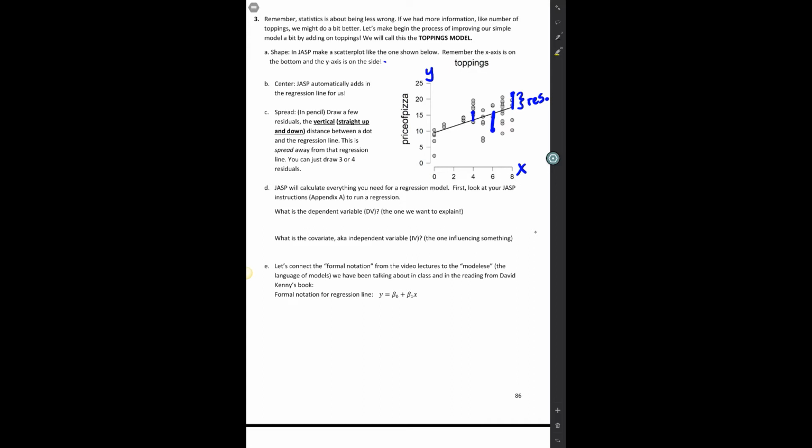Now, JASP will calculate everything that we need for our regression model, so we don't have to calculate anything by hand. To see the written instructions on how to do this, I recommend flipping back to Appendix A in your workbook and finding the section on running a regression. The first thing we need to figure out is what is the dependent variable and what is the independent variable. Remember, the dependent variable is the one that we want to explain or predict. So in this case, we're trying to explain or predict the variability that we see in pizza prices.